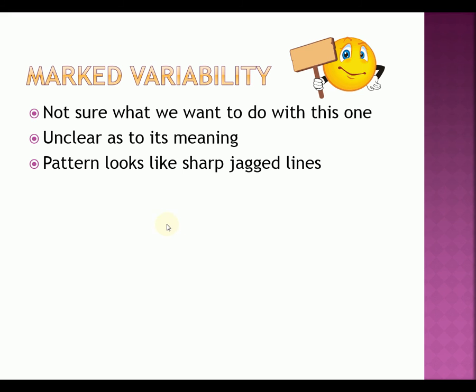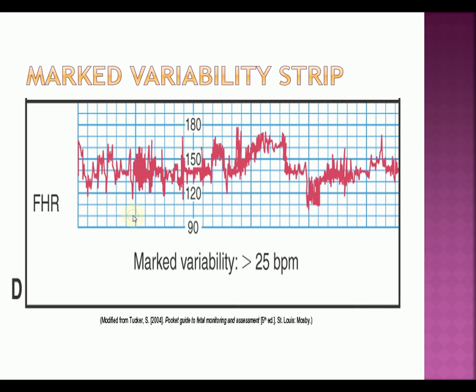So marked variability, again, we're not sure what we're going to do with that. We don't know what it means. And this is what it looks like. And it's greater than 25 beats per minute.